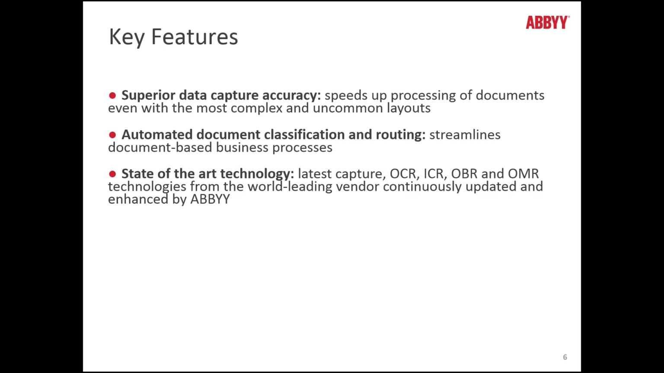So we can do things reading from a standpoint of OCR, which is optical character recognition. Okay, those are typewritten things on the document. ICR, which is your handwriting. OBR, OMR, those are check boxes, filling in radial dials, those types of things. So that's what we can look for and what we can read off of a document.